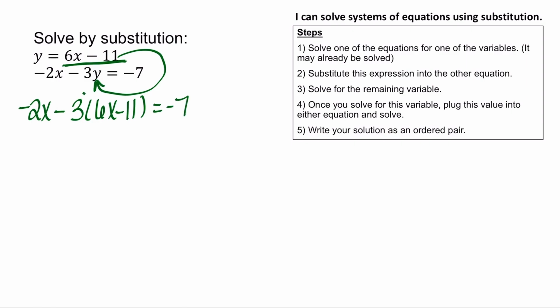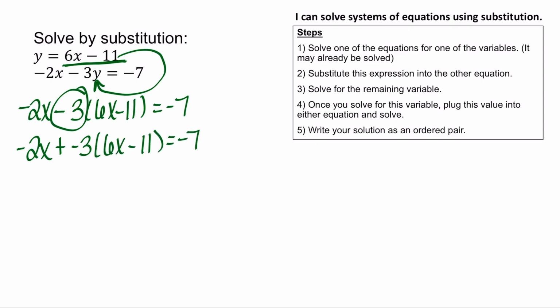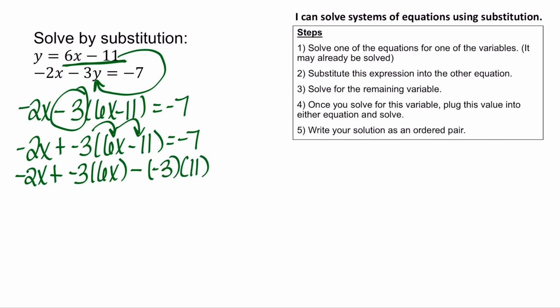Here I'm going to distribute after a subtraction sign. If you remember back to Unit 1, I was always rewriting those problems as plus negative, because I'm actually going to distribute that as a negative 3. I'm going to distribute that to everything in the parentheses. So I have negative 2x plus negative 3 times 6x. Bring down that subtraction sign, and I have negative 3 times 11, and that equals negative 7.